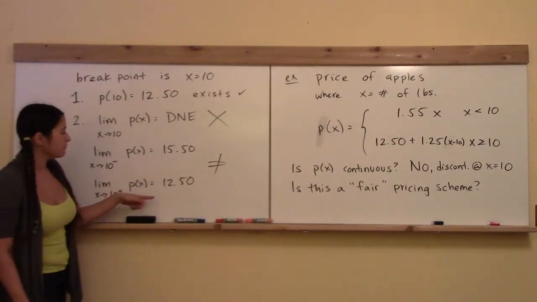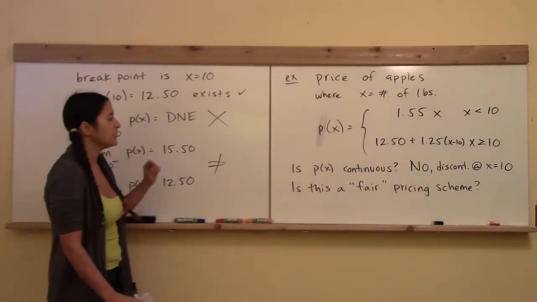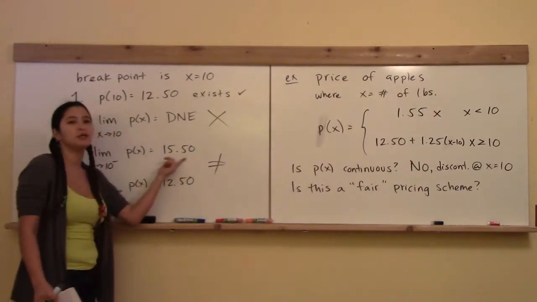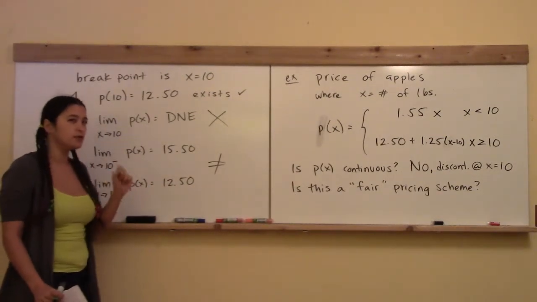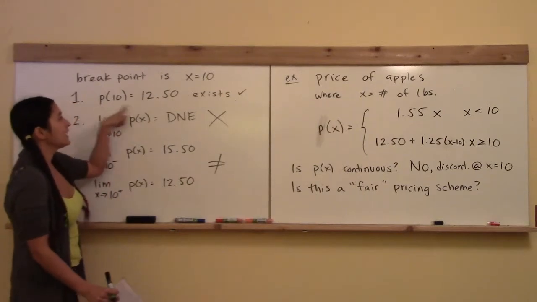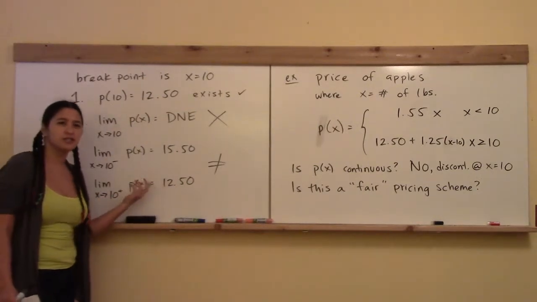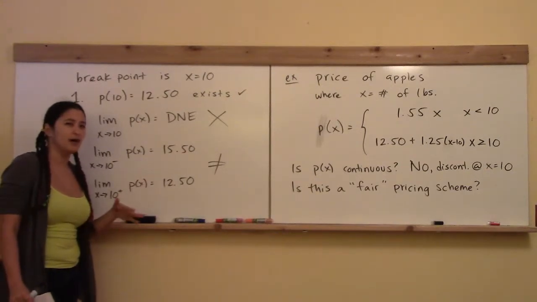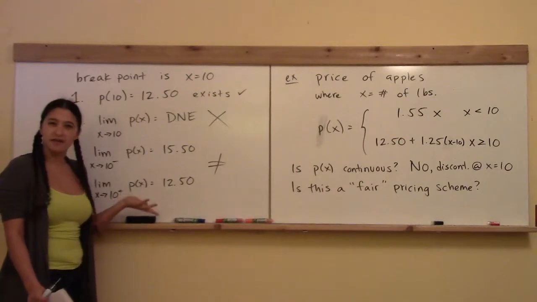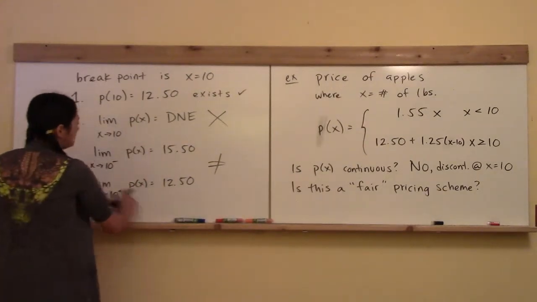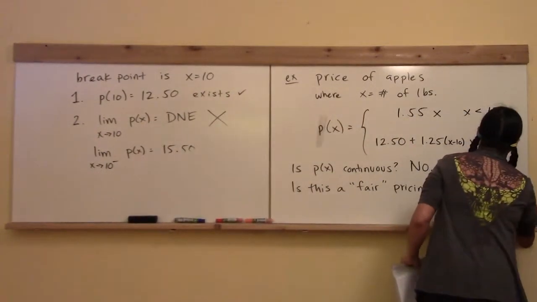And here we have that if I buy just a little bit less than 10 pounds of apples, the price is going to be very close to $15.50. But if I just buy a little bit more than 10 pounds of apples, or if I exactly buy 10 pounds of apples, the price will be $12.50. So it actually turns out that it's cheaper to buy 11 pounds of apples than it is to buy 10 pounds of apples, and that's not fair. That just doesn't seem right on either end. So that's the one where I'm going to say no for this as well.